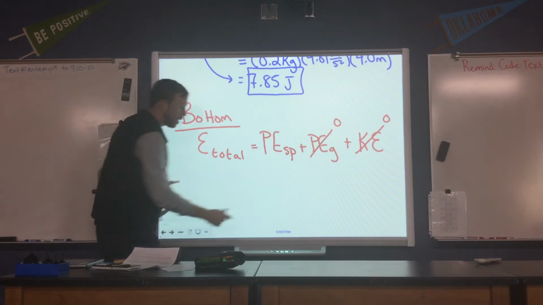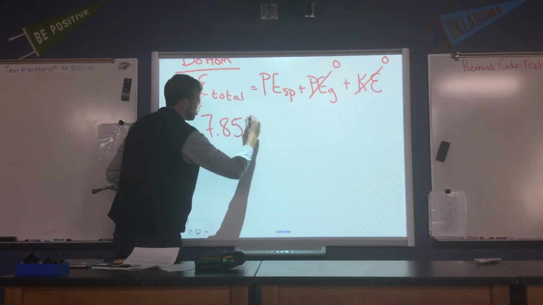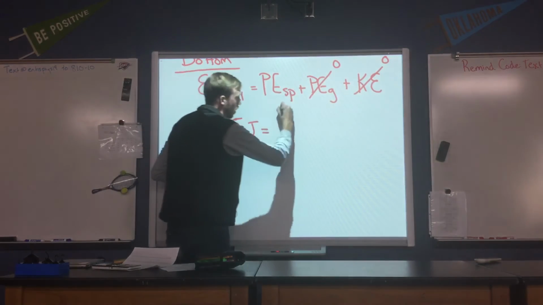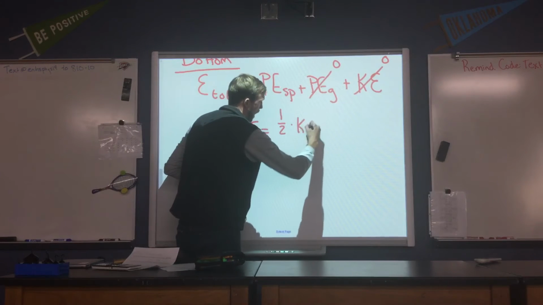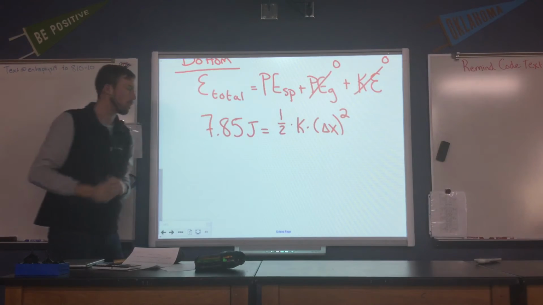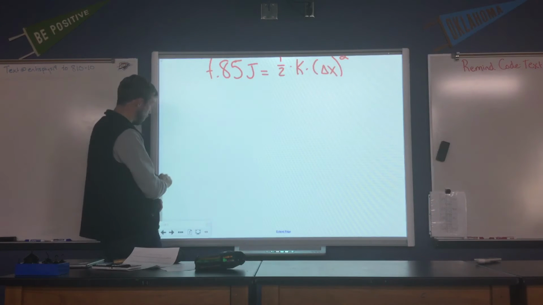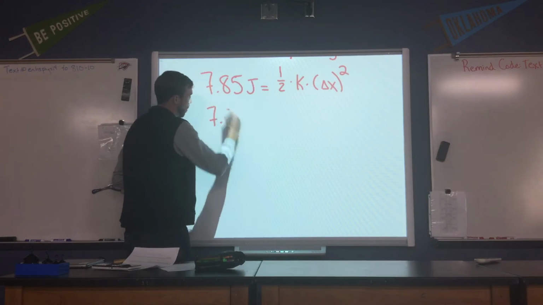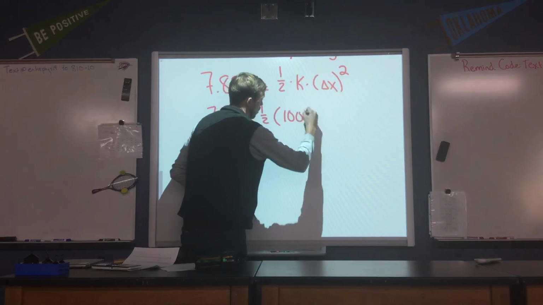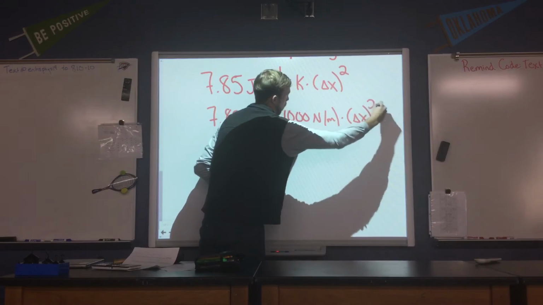So we know our total energy has to be 7.85 joules. That is the amount of energy needed in order for the ringer to hit the bell. And that energy will initially be stored in the spring: 1/2 k multiplied by delta x squared. At this point, we know our spring constant. It's really a matter of plugging our values in and solving for delta x. So 7.85 joules is equal to 1/2 multiplied by 1,000 newtons per meter multiplied by delta x squared.